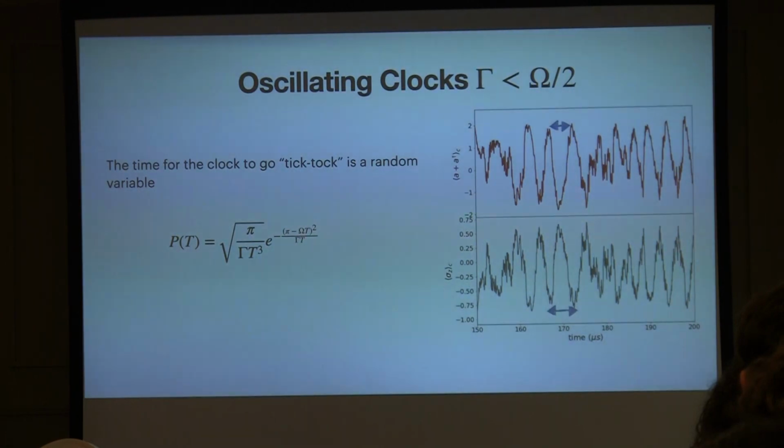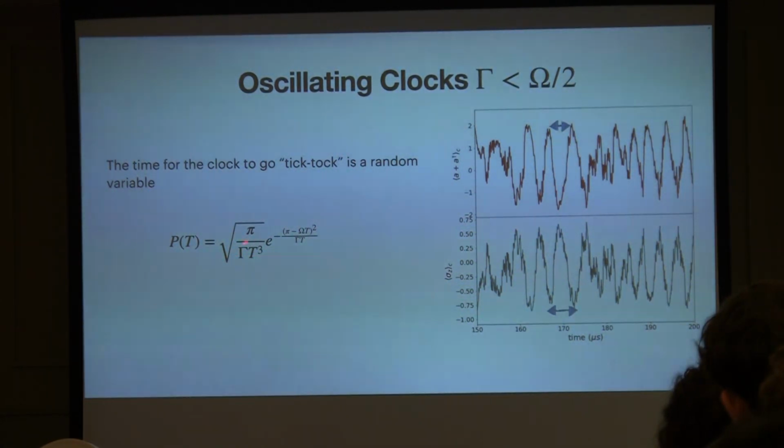As Jared talked about earlier, if you're in this very weak oscillating regime, the distribution of the ticks is going to be given by this inverse Gaussian distribution, or the Wald distribution. And you can see here that we have our measurement strength in here. We have the tick time, and then you can see it also depends on the Rabi oscillation, the Rabi frequency.